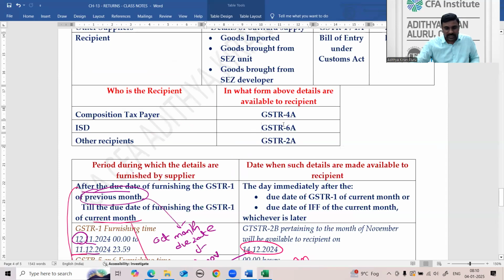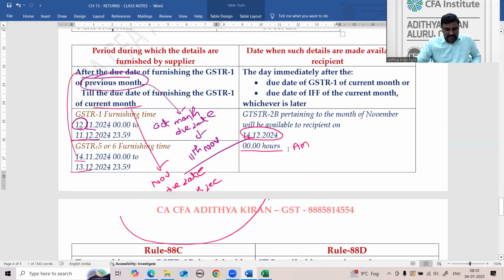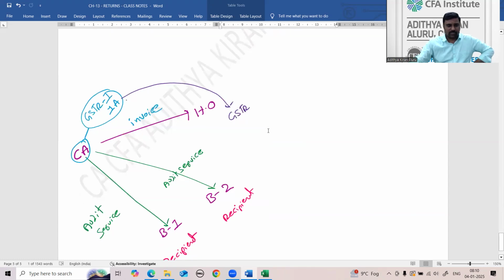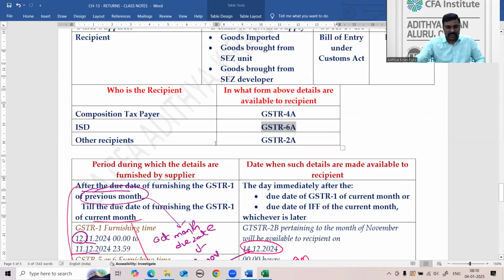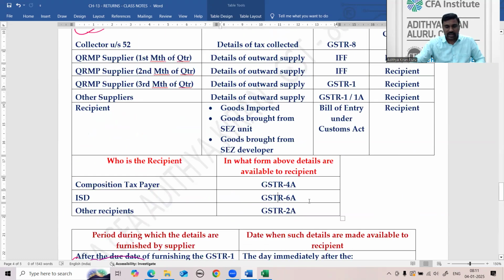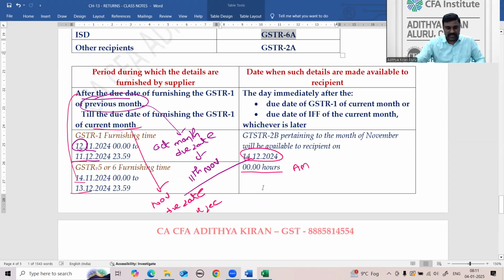This one, GSTR 6A. So who is furnishing which form? CA is furnishing GSTR 1 or GSTR 1A. So for the head office, that will be reflected in GSTR 6A.